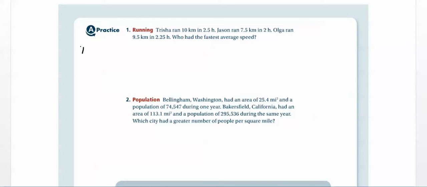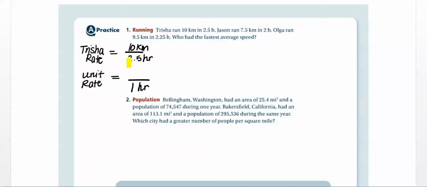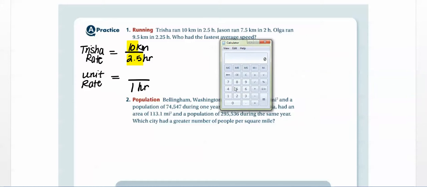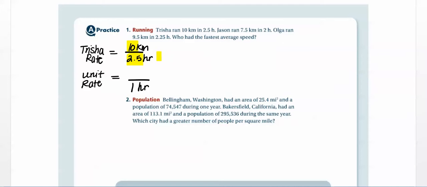Okay, so for each person, we'll start with Trisha. So Trisha has a rate, and then she has a unit rate. Trisha's rate is 10 kilometers in 2.5 hours. But we want to put it in a unit rate so that we can compare them all. So to get from this to something that has a denominator of 1, we need to divide 2.5 into 10. We can pull up a calculator if you need to. Divide 10 by 2.5. Bingo, you get 4. So this is 4 kilometers in 1 hour. That's the unit rate that we get here.